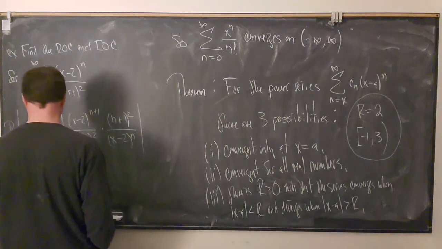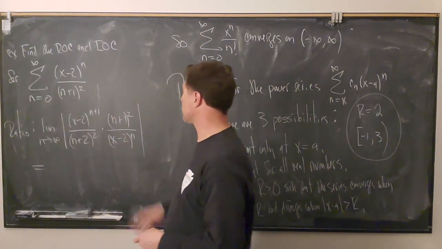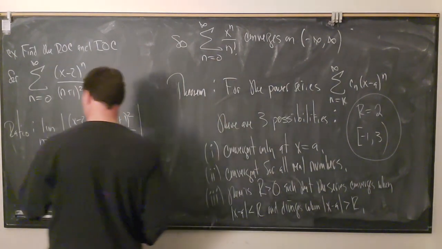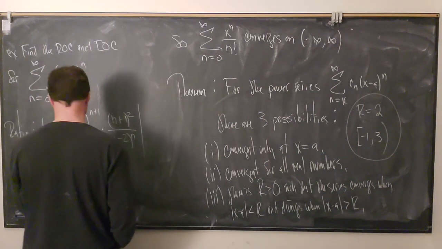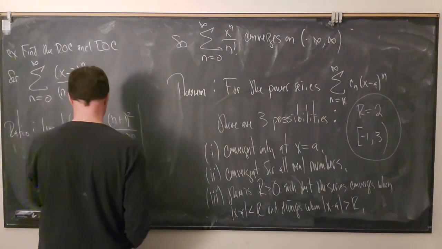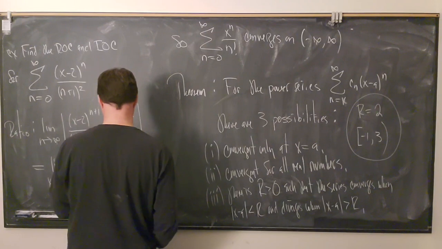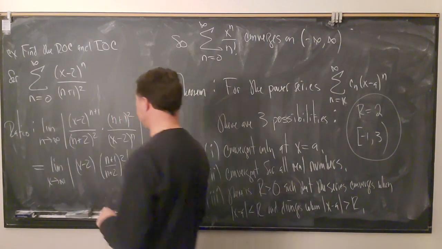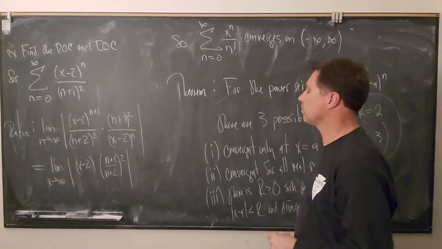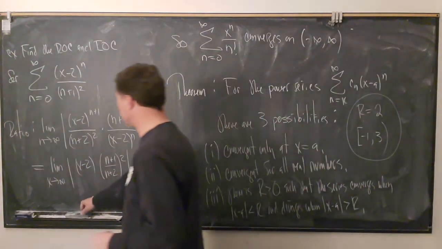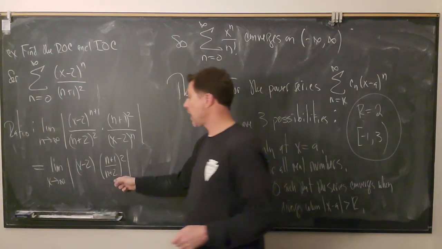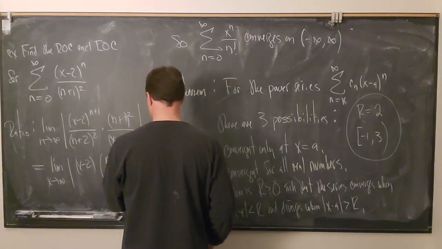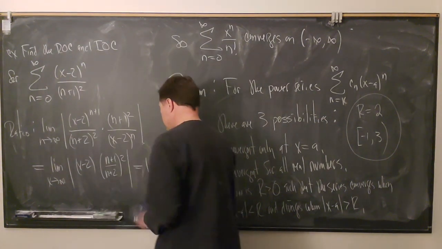And so let's see what I can cancel. I can cancel some factors of x minus 2. So this will be the limit as n goes to infinity of the absolute value of x minus 2 times ((n plus 1) over (n plus 2)) squared. As n goes to infinity, inside these parentheses right here, that's approaching 1. And so what we get is just the absolute value of x minus 2.